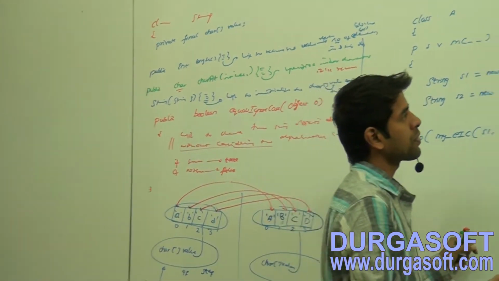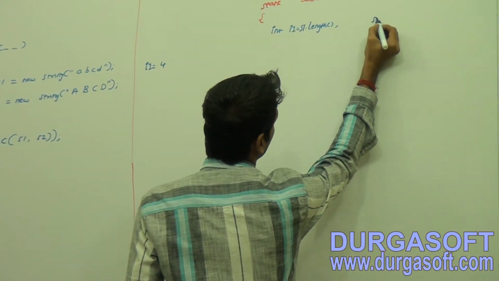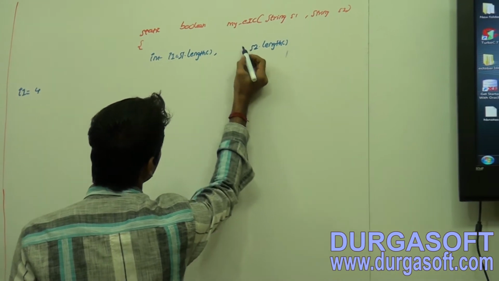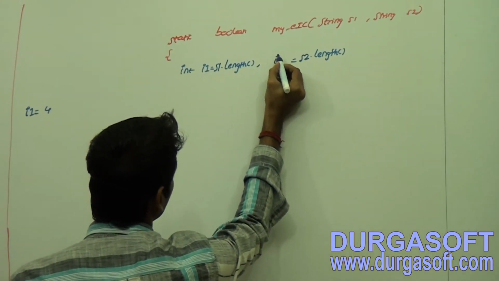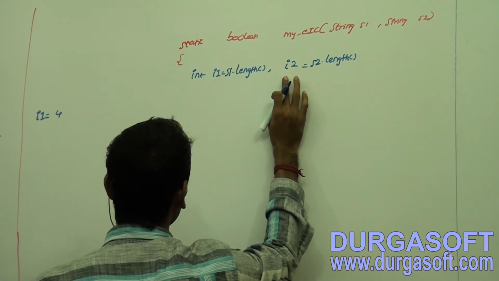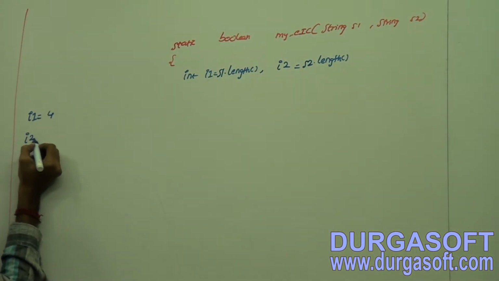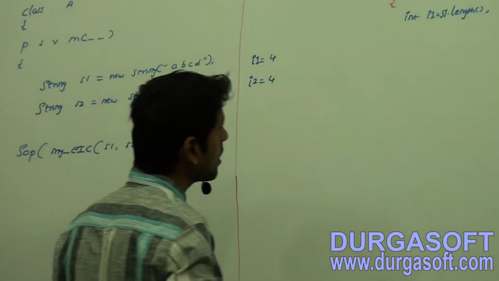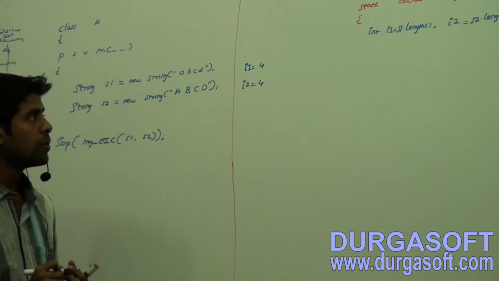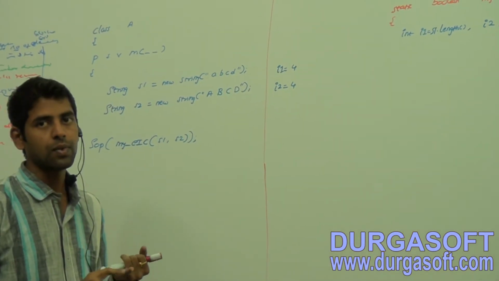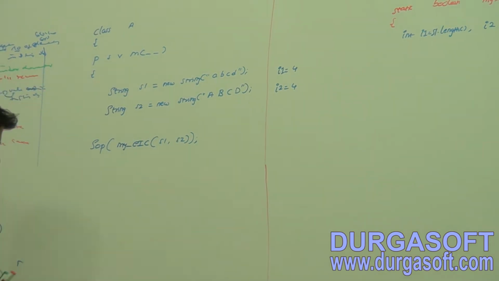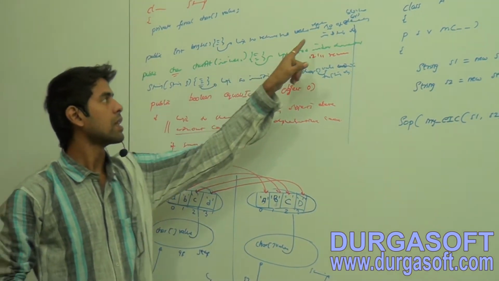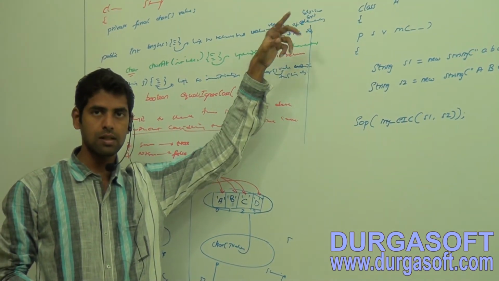Now s2.length, what will it return to us? The number of elements within string s2, that I am holding in the i2 variable. Now what is the i2 variable value? Once again 4. Now come here, I have to check whether these two lengths, the number of elements of these two string objects, are the same or not.